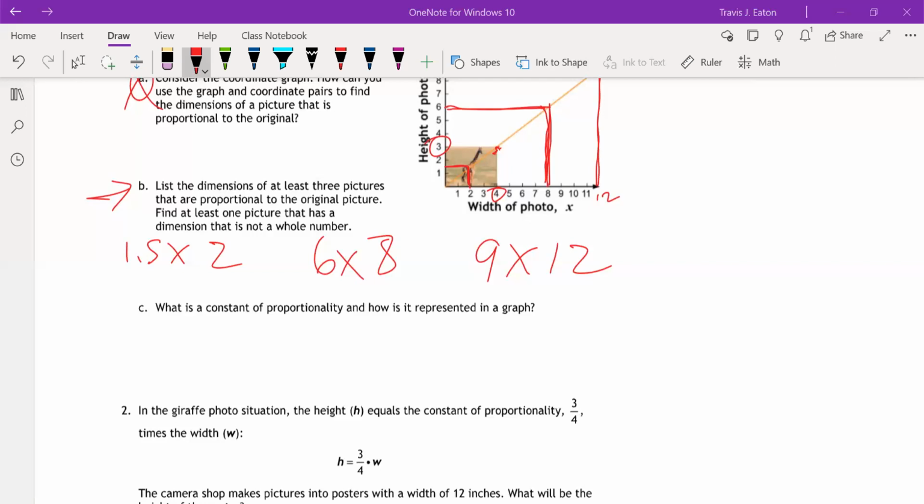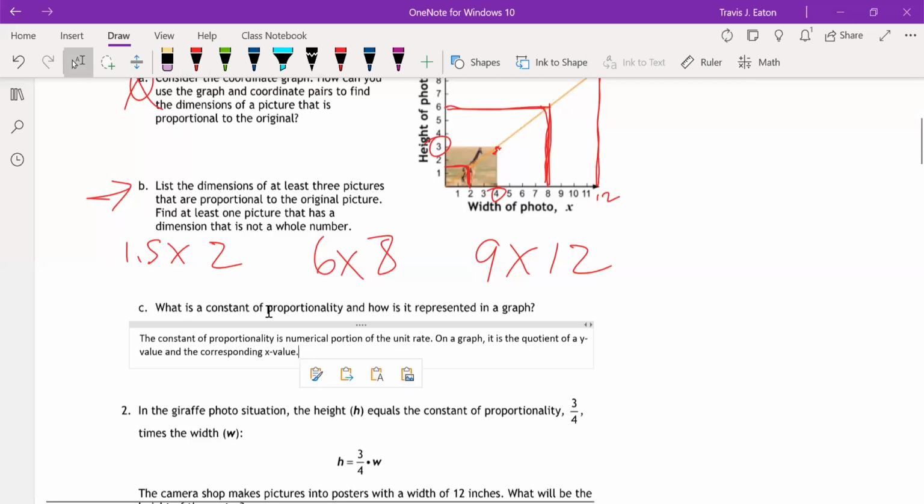Matter of fact, let me just take a look at this here. I'm going to see if I can make this happen. This should be interesting, rather than typing it all out. Yeah, there we go.